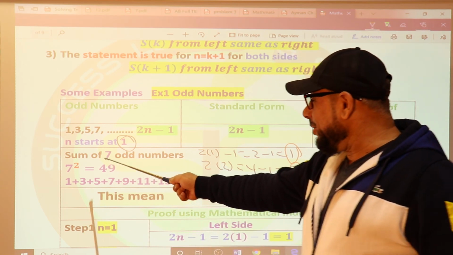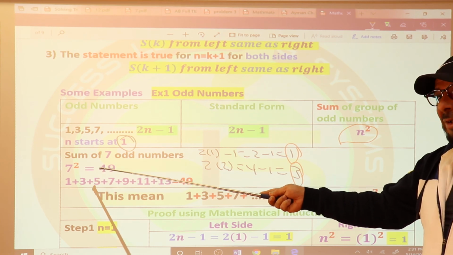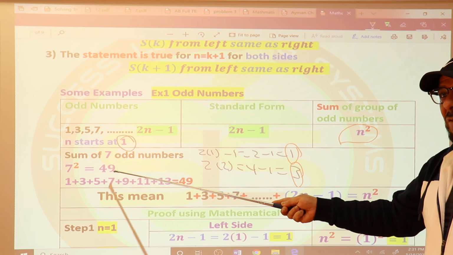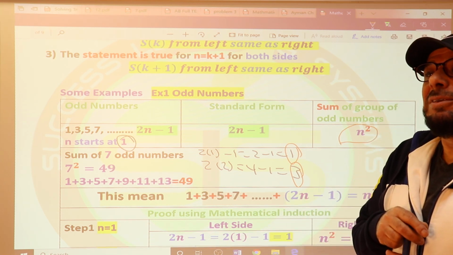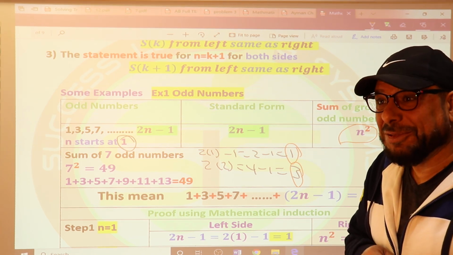I give you an example here. What's the sum of the first 7 odd numbers? The answer is 7 squared, right? Which is equal to 49. You understand it? Again, what's the sum of the first 15 odd numbers? 15 times 15, 225. Very easy, very simple, right?